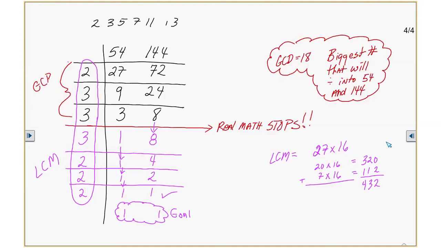480 minus 48. That's what I get. Is that right? I think it is. See, there are separate ways. Now, if you really want to know what Common Core is, that's what Common Core is: common sense math.